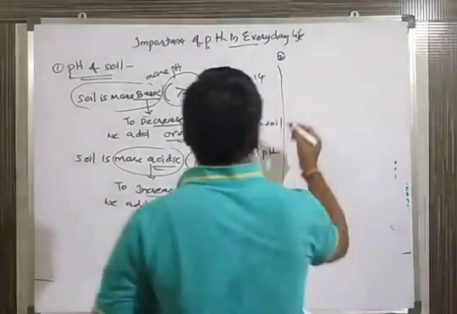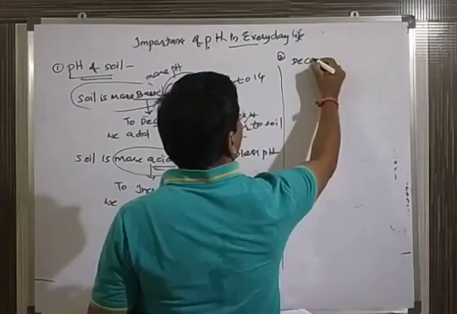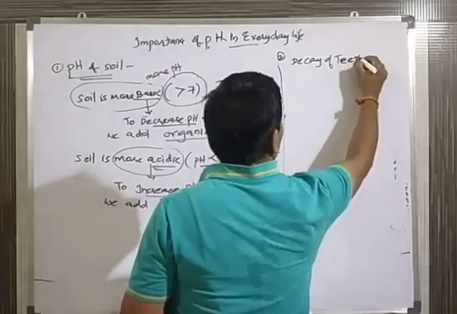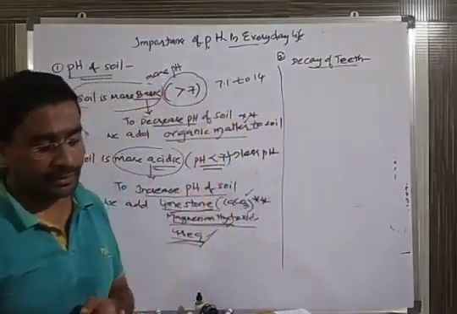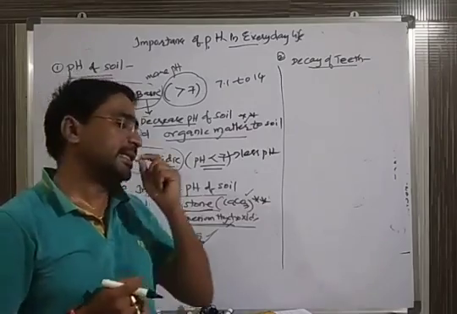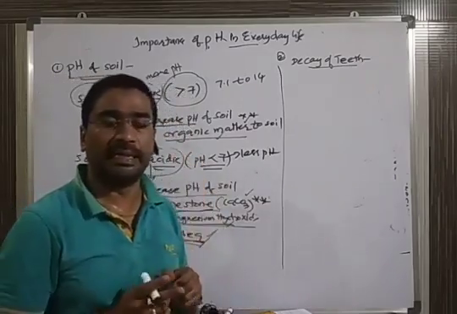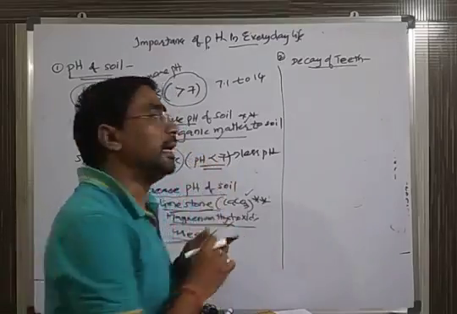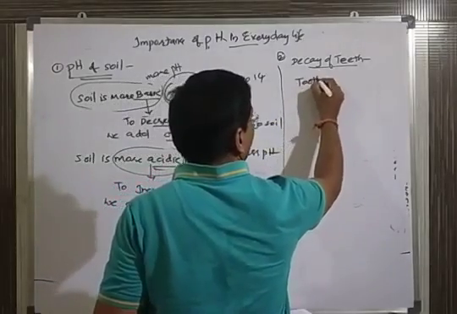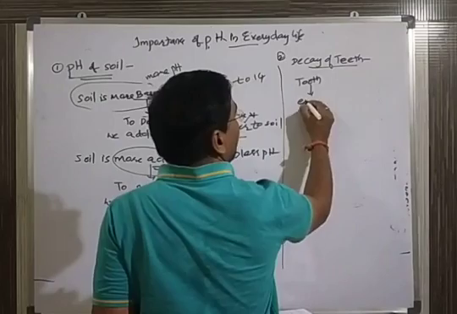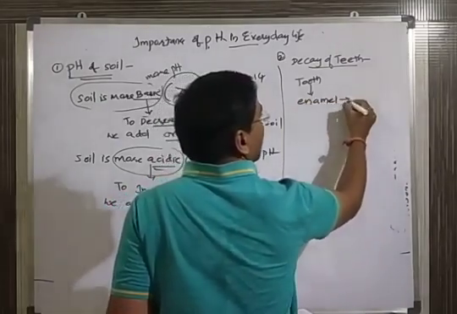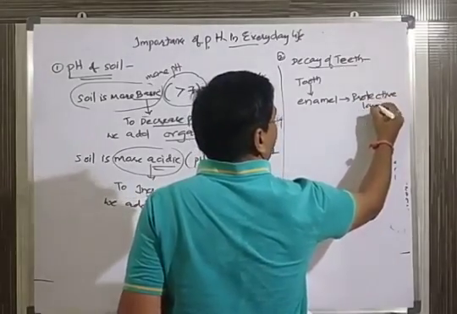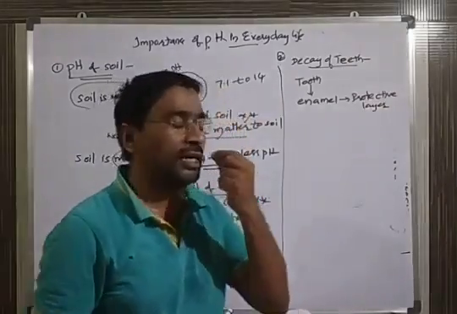The second one is the decay of our teeth. Normally, human teeth are white in color, and the tooth is covered with one layer called enamel. What is this enamel? Enamel acts as a protective layer for the teeth.